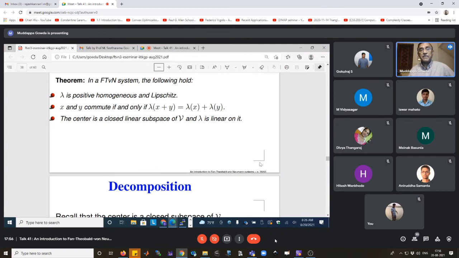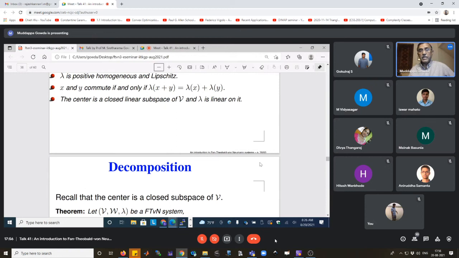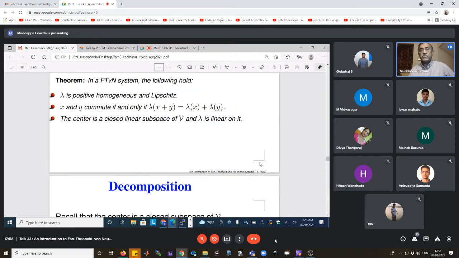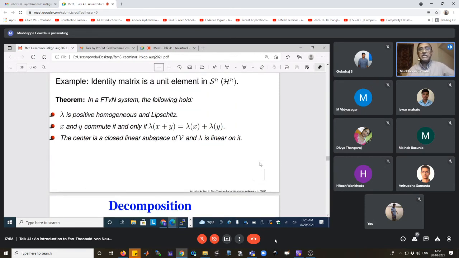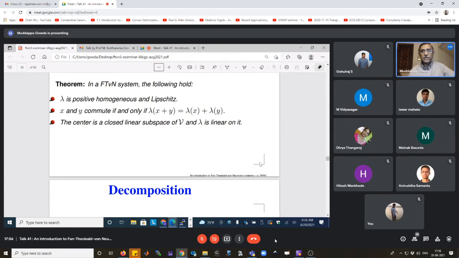The center can be zero or non-zero. The center is a closed linear subspace of V, and lambda is linear on it. Now, one can ask, how does one prove these things? The deepest result I have used so far is a separation argument that one is familiar with in a standard functional analysis course or matrix theory course. That's all I have used so far.